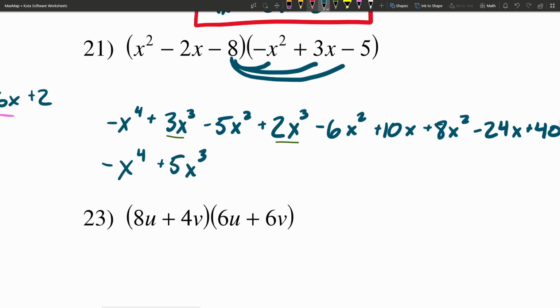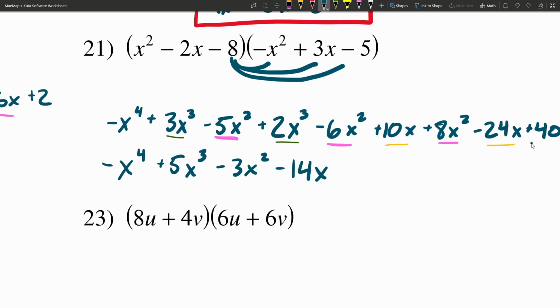Then I'll move on to my x squareds, where I have a negative 5x squared, a negative 6x squared, and an 8x squared. Negative 5 minus 6 plus 8 is going to be a negative 3. So that's going to result in a negative 3x squared. So subtracting that 3x squared. Then I have a degree of 1, which is 10x, and another degree of 1, which is negative 24x, which is going to result in negative 14x.